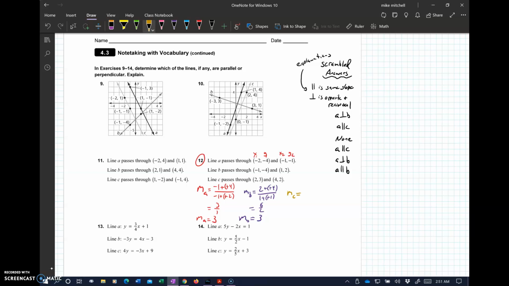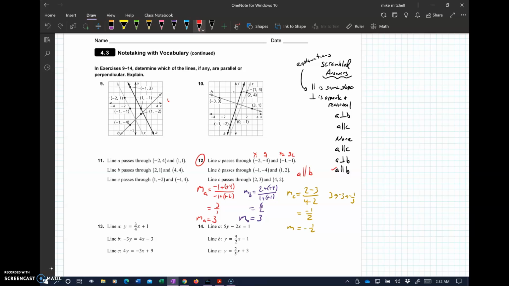Slope of line C, I've got 2 minus 3 over 4 minus 2. That gives me -1 over 2. That's -1/2, that's not going to be it. If I have a slope of 3, that's not going to be perpendicular. The opposite would be -3, the reciprocal would be -1 over 3, not -1 over 2. So on this one, A is parallel to B. There it is in our answer key right there.